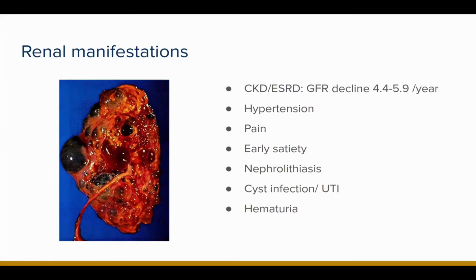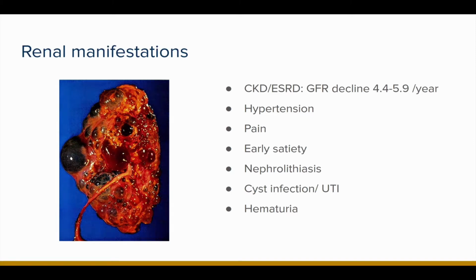Now, the urologist is usually involved with the renal manifestations of the disorder, which range from the decline in kidney function with CKD or end-stage renal disease. It's quoted that GFR decline in PKD1 patients tends to be about 4.4 to 5.9 units per year.